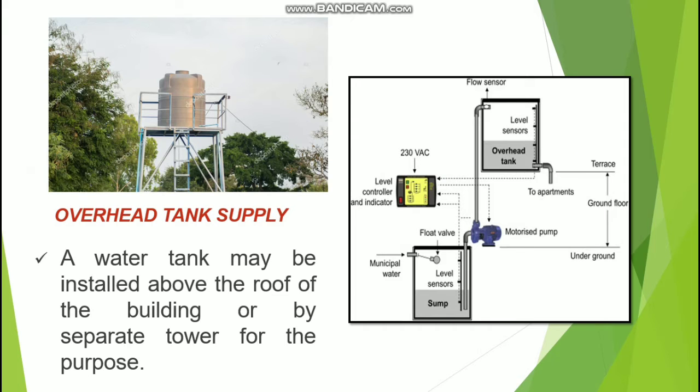So overhead supply. A water tank may be installed above the roof of the building or by a separate tower for the purpose. So siguro nakakita na ka og mga water tank. So kasagaran is gi-install nila above sa roof or separate tower. So parehas ning sa sample.